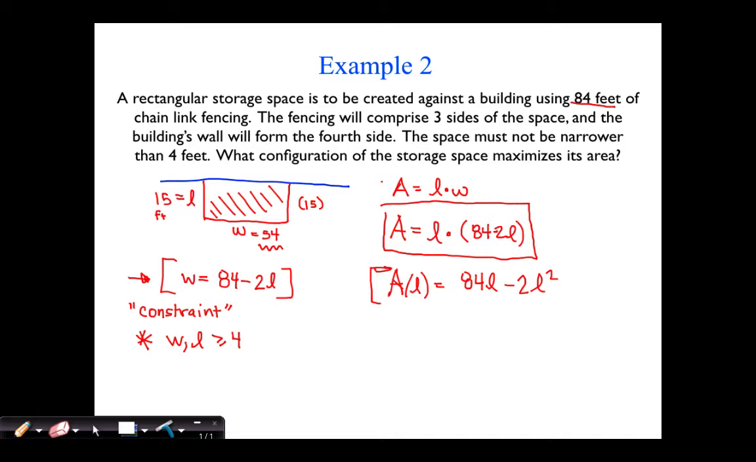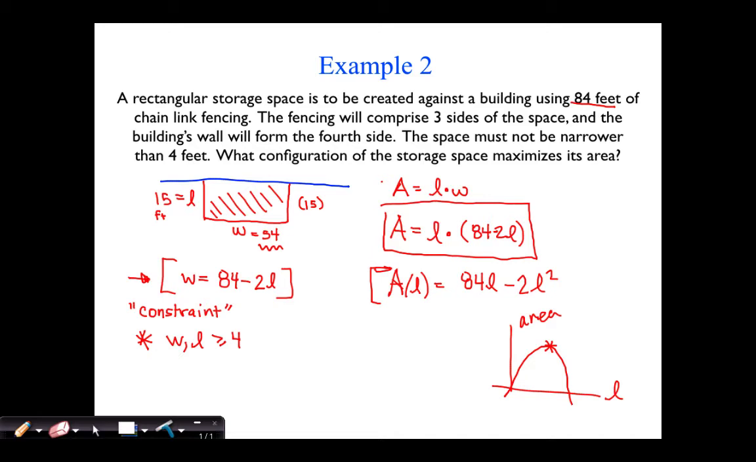I just need to make sure that the vertex of the parabola fits our needs, thinking of graphing L and area as a function of L. It's going to go through 0 here. I have some endpoints that don't make any sense, but as long as this vertex doesn't make either of our variables less than 4, we're fine.